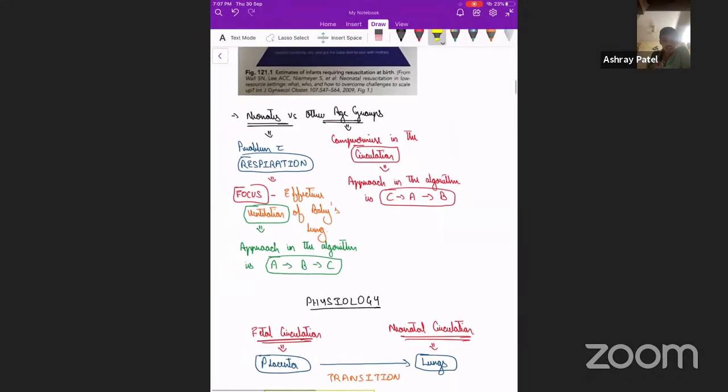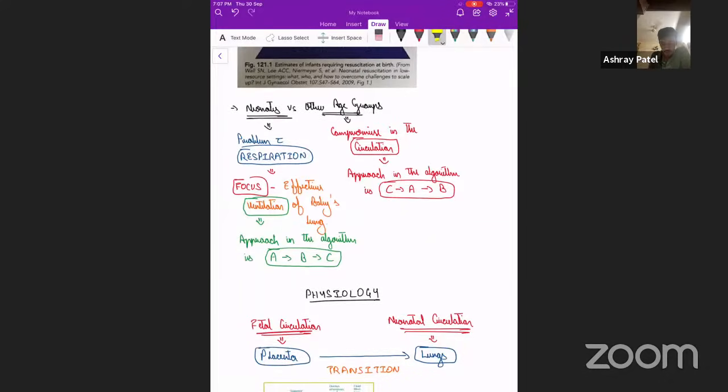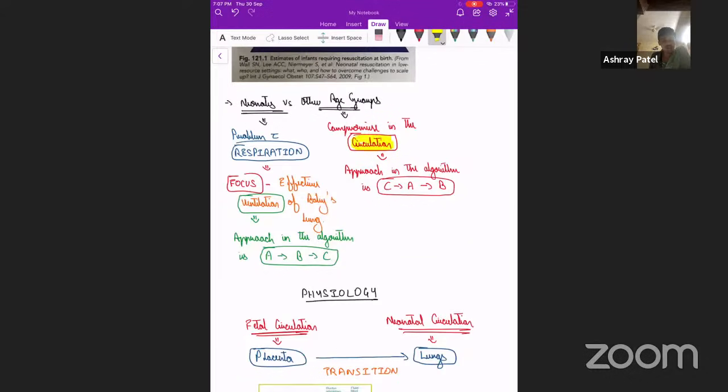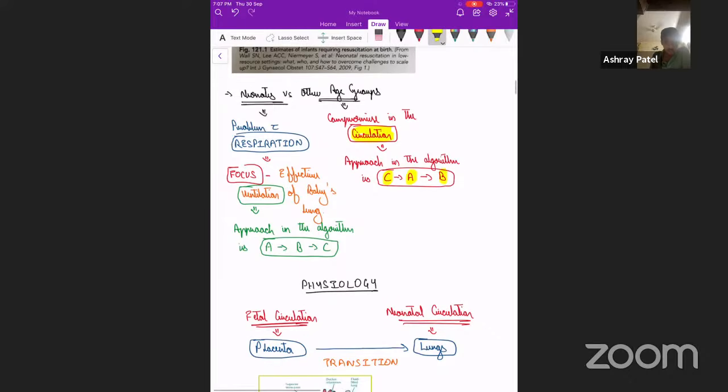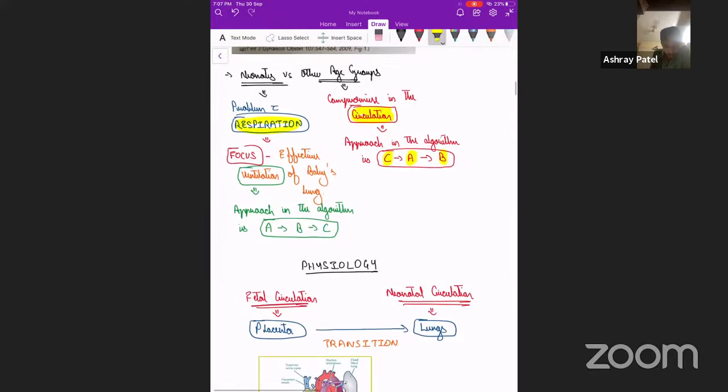Because when it comes to the pediatric age group or the adult age group, the problem is different. Over there, there is compromise in the circulation, correct? So the approach becomes different over there. First, take care of the circulation, then comes the airway, then the breathing. But when it comes to neonates, the problem is basically with the lungs. There is abnormal transition, correct? So it is the respiration that is being affected. So the whole focus is effective ventilation of the baby's lungs. The main focus of this NRP will be effective ventilation of the baby's lungs.